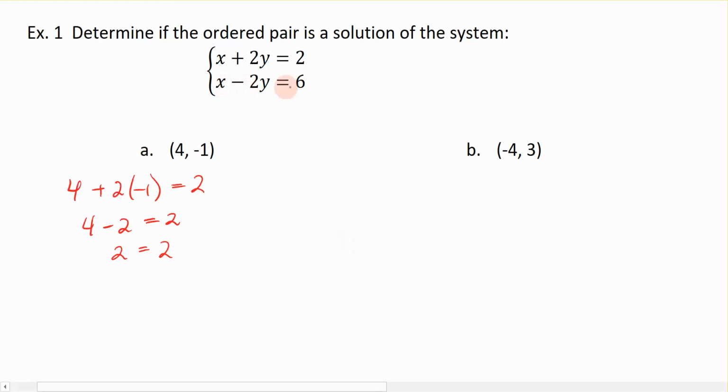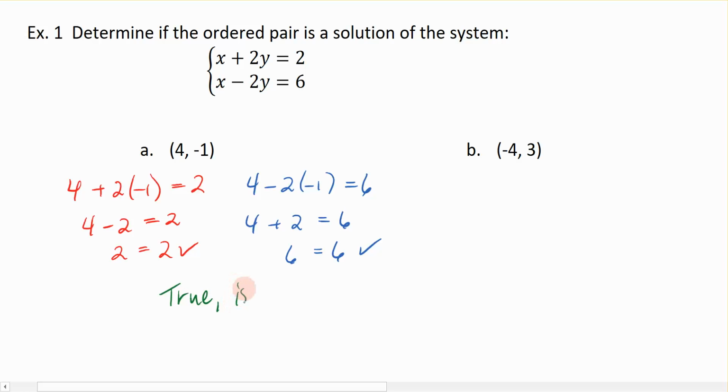Now let's plug it into the second equation in my system. So this looks like 4 minus 2 times negative 1 is equal to 6. So 4 plus 2 is equal to 6, so 6 is equal to 6. And yes, it satisfies both equations, so the same ordered pair goes into and makes the left equal the right for both of these equations. So we would say yes, it is a solution to the system.